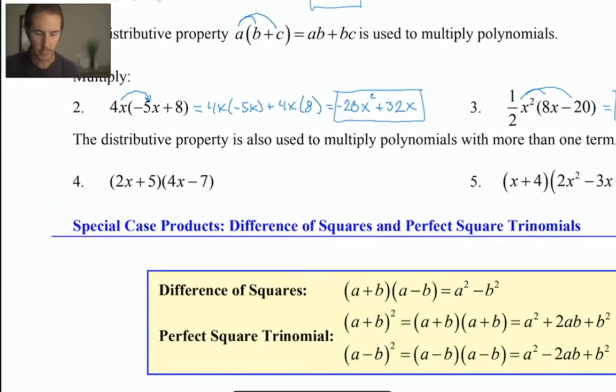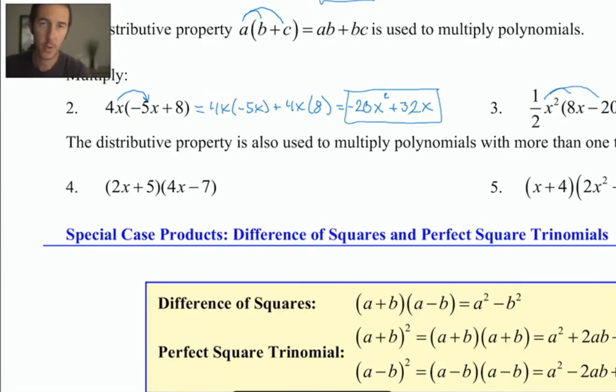Let's talk about the shortcut right away. And the shortcut, as a lot of you know already, is called foiling. F-O-I-L. The F stands for firsts. So I'm going to take the 2x and multiply it by the 4x. The 2 times the 4 gives me an 8, and the x times the x gives me an x squared.